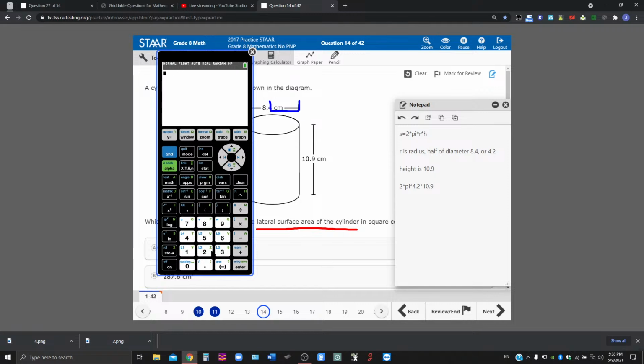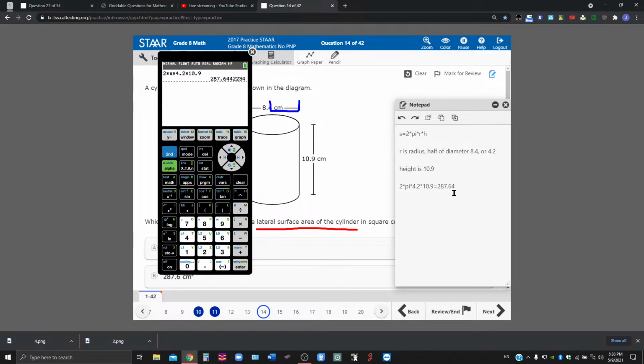So let's do 2 times. I want to use the blue one, blue pi. So press the second and press the button. We get pi. Then times 4.2 times 10.9, and that gave us 287.64, right?